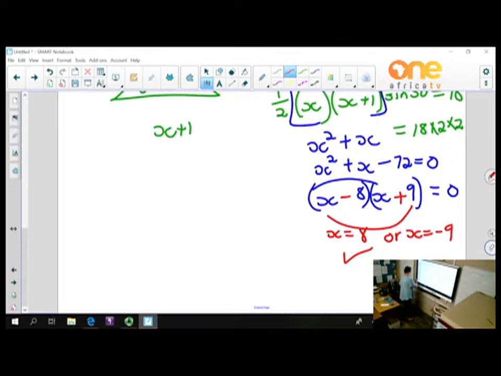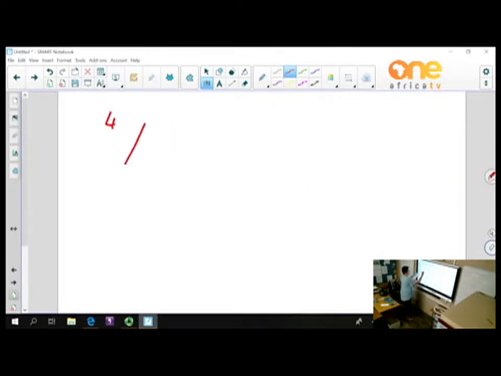Right, question 4. So we've got a parallelogram there.